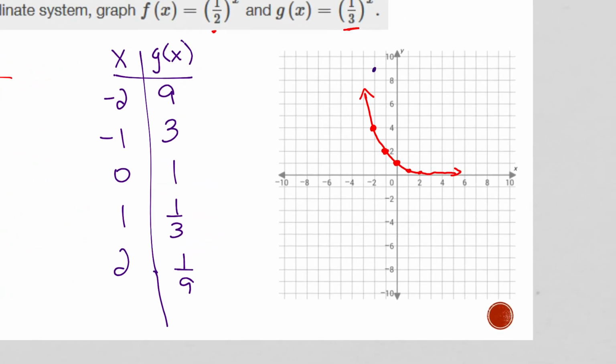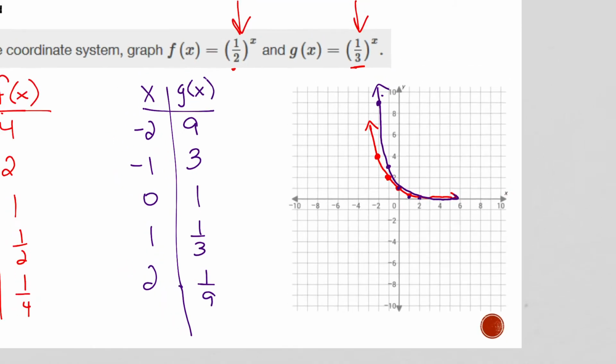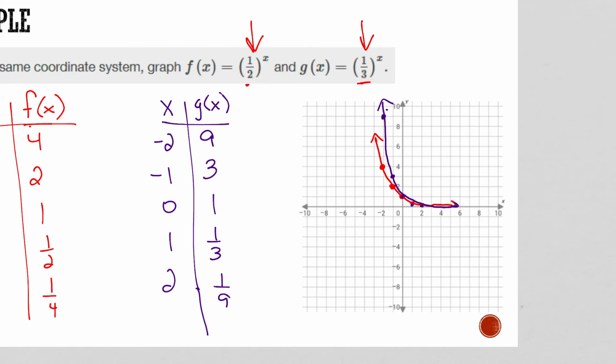-2, 9 is right there. -1, 3 is right here. 0, 1 still goes through that spot. 1 and 1/3 down here. And then 1 and 1/9 is way close to 0, but not quite 0. By the way, this will never ever cross this x-axis. You can keep putting in numbers all day long and you will get super duper close to 0, but you will never ever cross that x-axis in an exponential function.